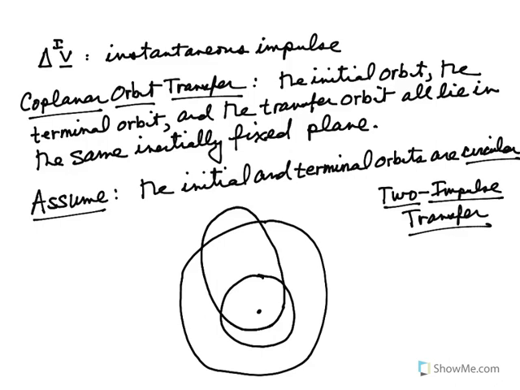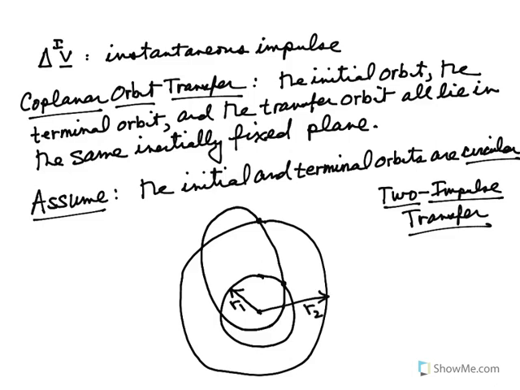Now you can see that in order to accomplish the transfer, if I'm doing a two impulse transfer, this ellipse has to intersect the initial and terminal orbits. I'm going to say that the radius of the initial orbit, I'm going to call it R1 because it's a circular orbit. And the radius of the terminal orbit, or the final orbit, is going to be R2.